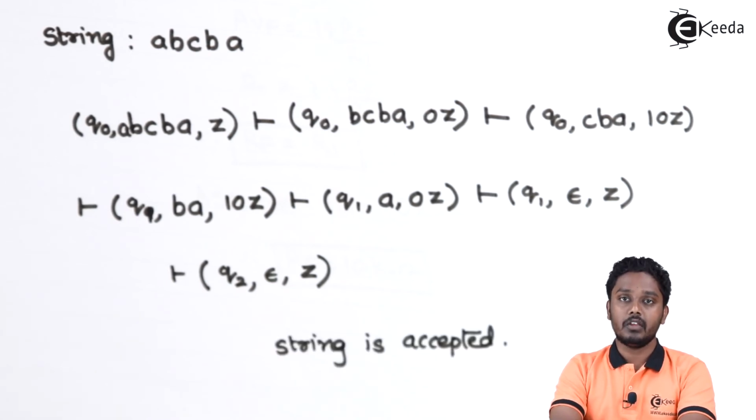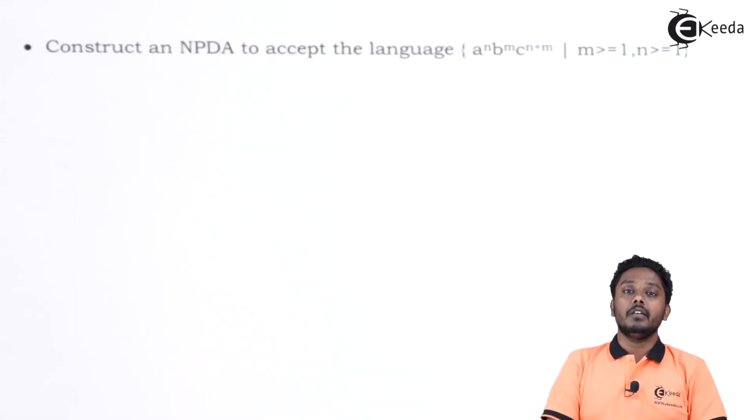Instead of this, if we take some string which does not belong to the language, it would be going to a dead configuration, and eventually that particular string would be rejected. With this, we have constructed one more NPDA.